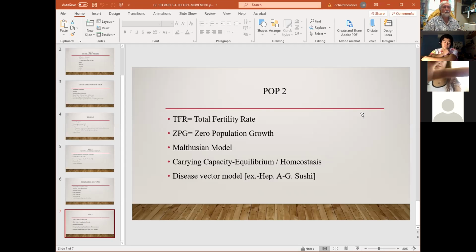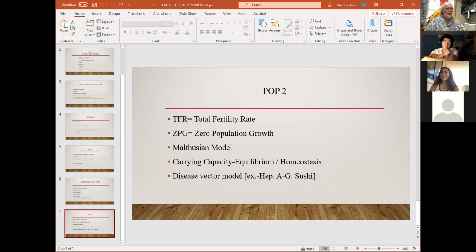It's the number that's usually used by the United Nations and other groups when they're talking about global population issues. It will be TFR and maybe ZPG. So you'll see those a lot. The last two of these, the last 2.5, have to do with the whole issue of social environmental conditions.